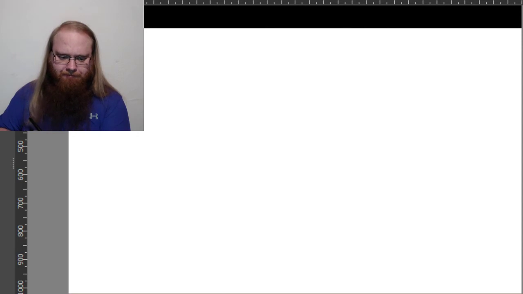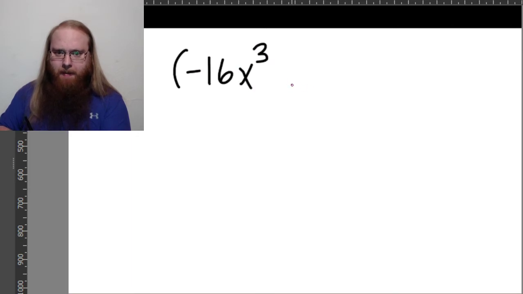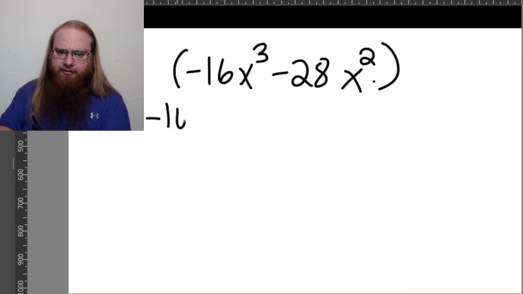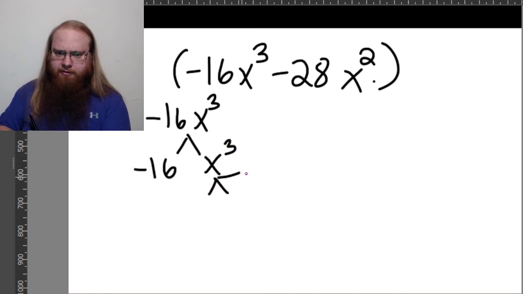Okay, so let's use an example with negatives. Let's use negative 16x cubed minus 28x squared. We're going to factor out the GCF here. So again, we have to factor them first. So negative 16x to the third. Split this up, we get negative 16 and x to the third. We're going to just finish off with these x's here.